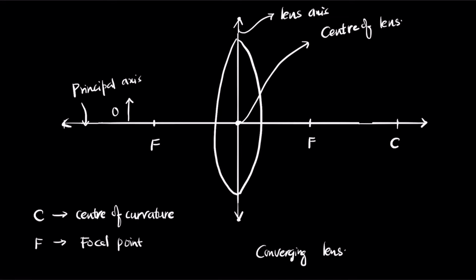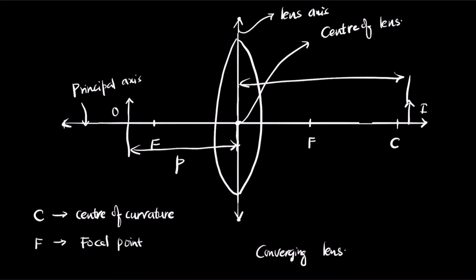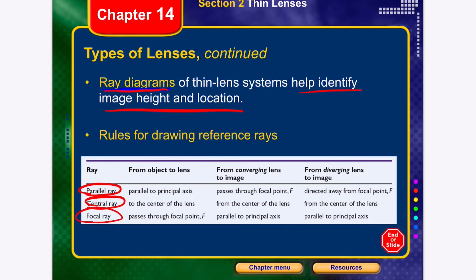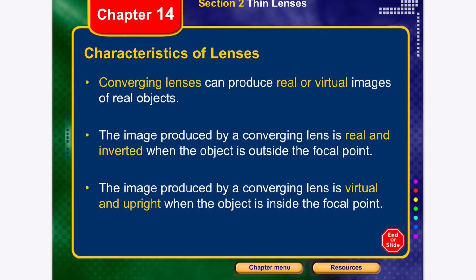Now if you have an object at a certain point, for example if this is the object, the distance of the object from the center of the lens is called P, and for example let's consider the image forms somewhere here, and the distance between the center and the image is called Q, right? So P here and Q here. This is the common skeleton structure of a ray diagram for a converging lens. Now let's draw the actual ray diagram itself.